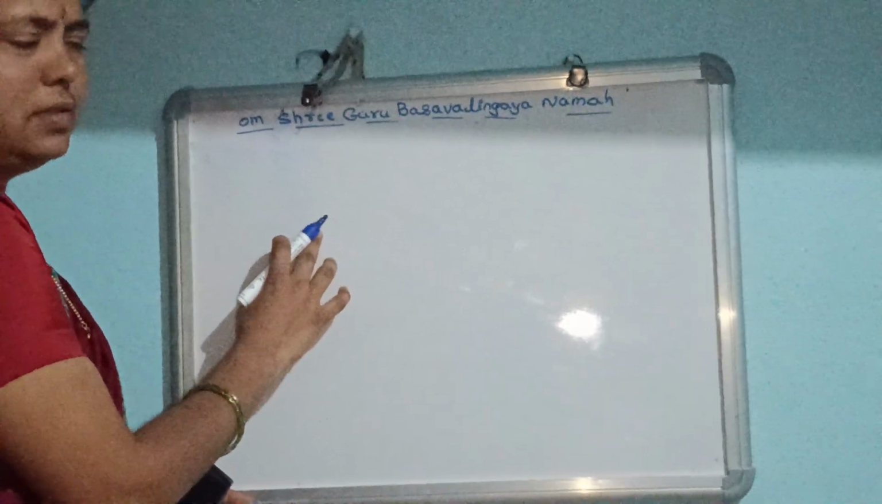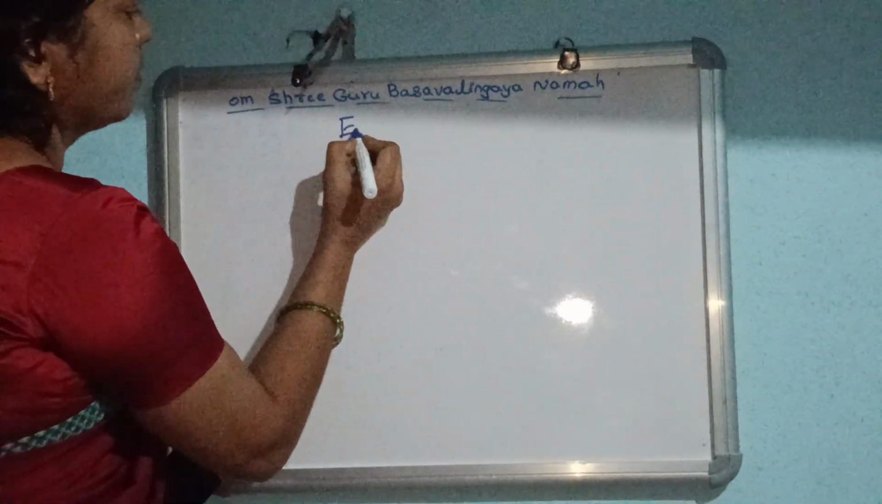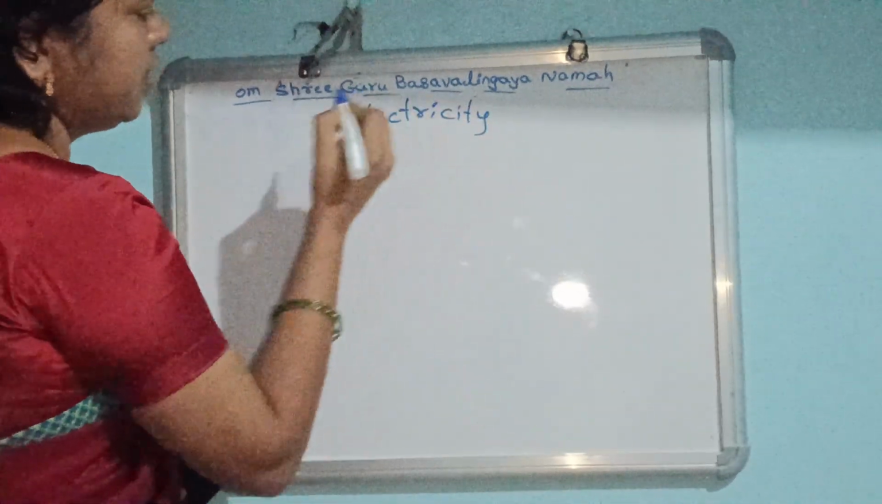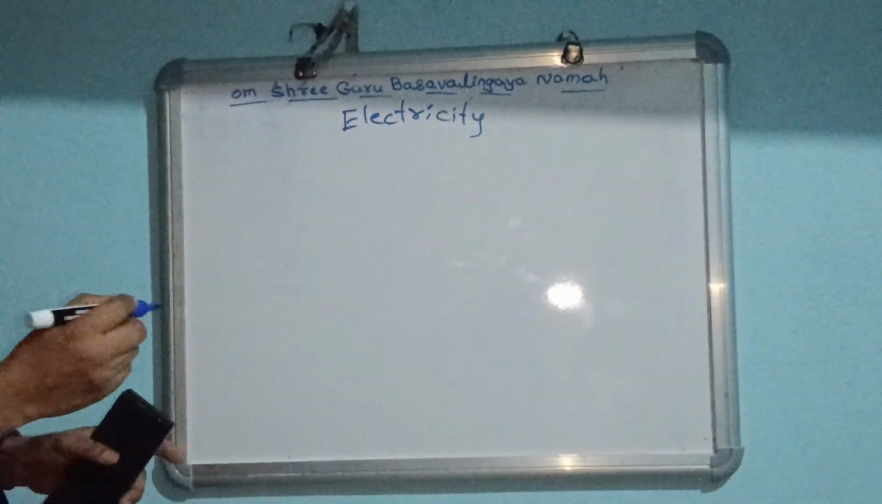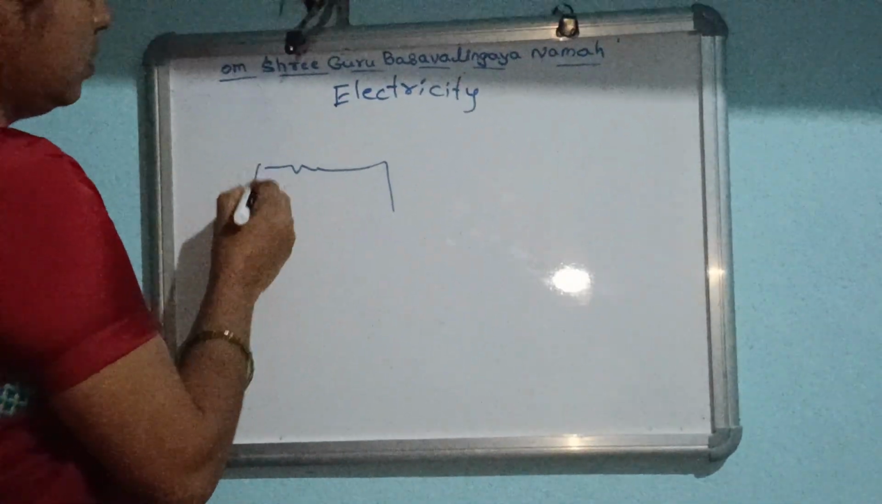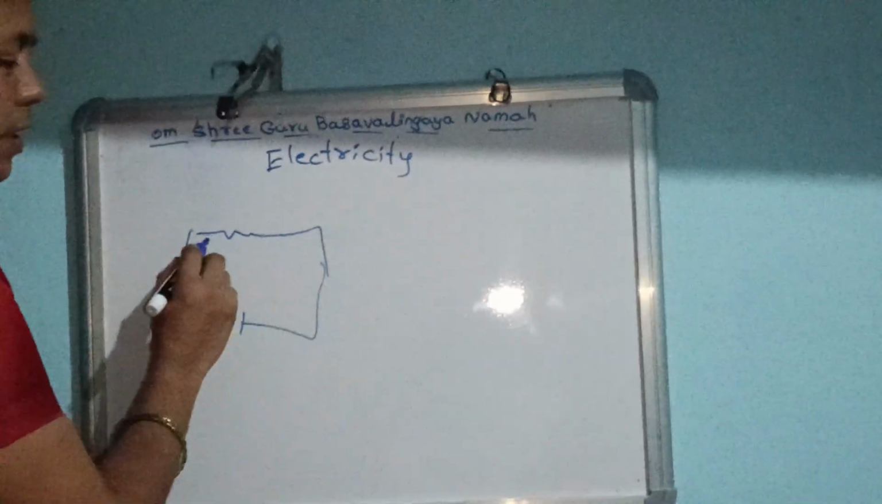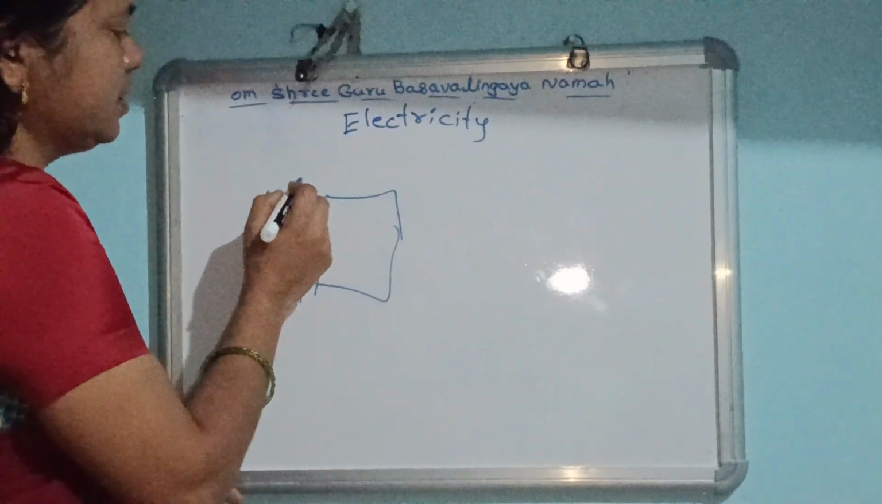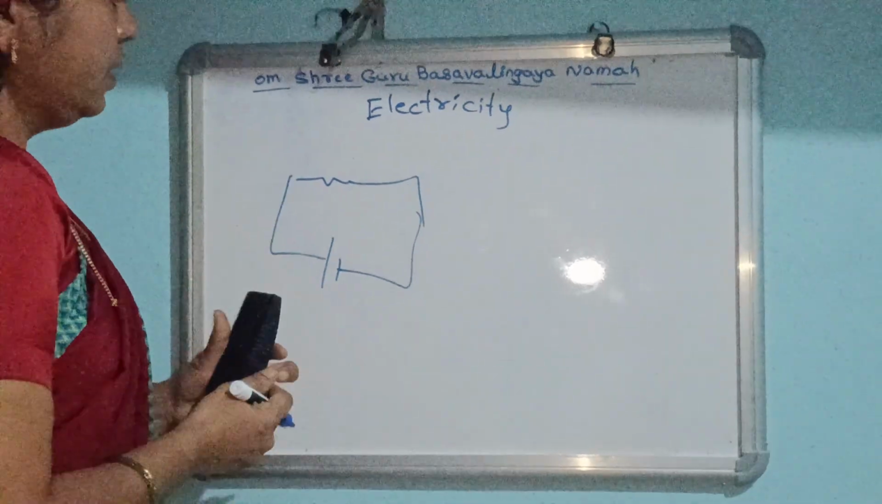Let's begin. Electricity. Do you know the term electricity? Electricity is nothing but a flow of electrical charges or power through a circuit or conductor. That is electricity. In electricity, it creates an electric field.